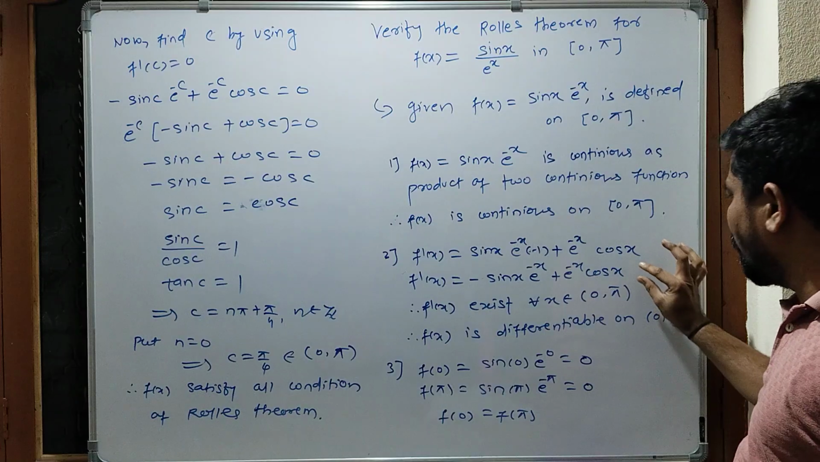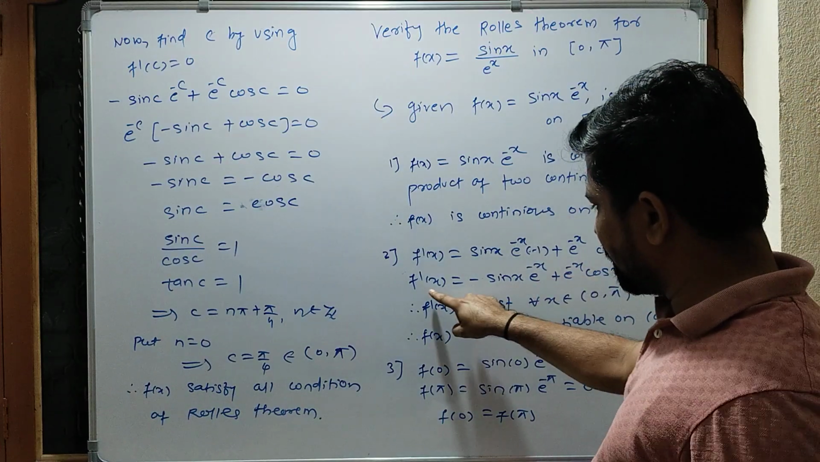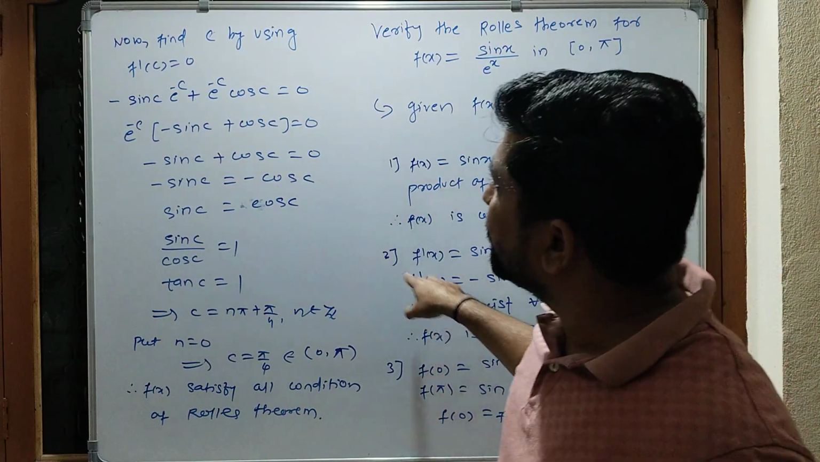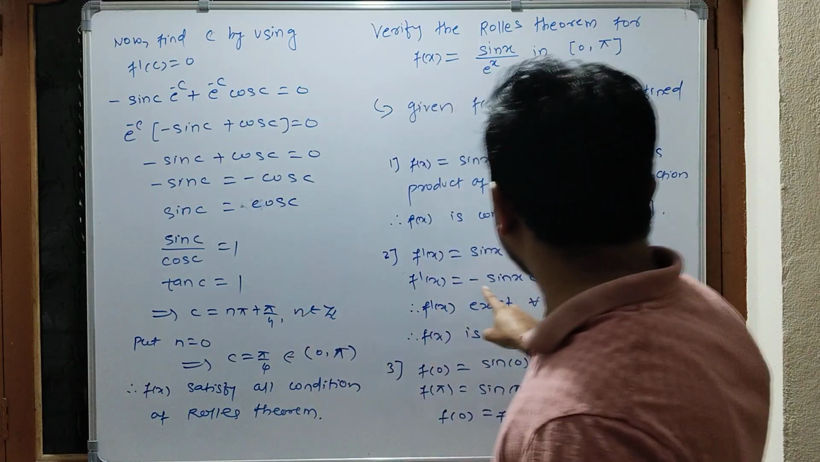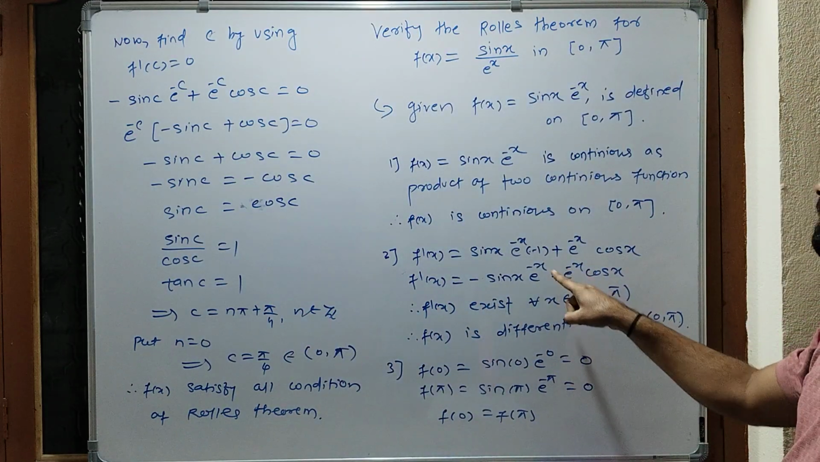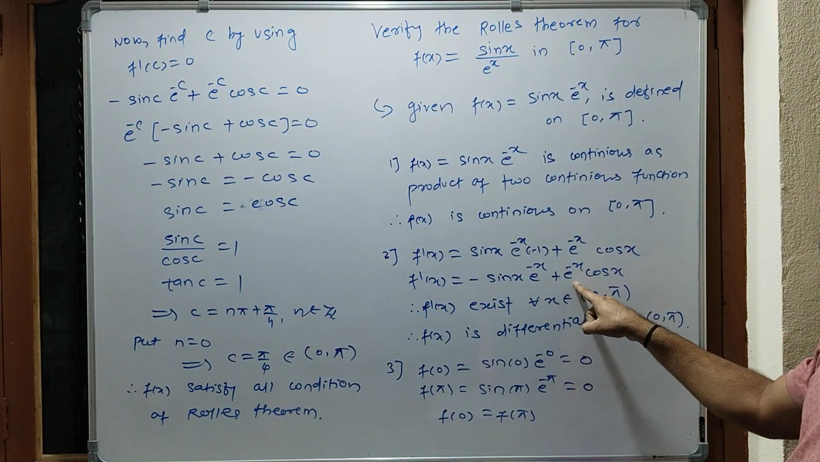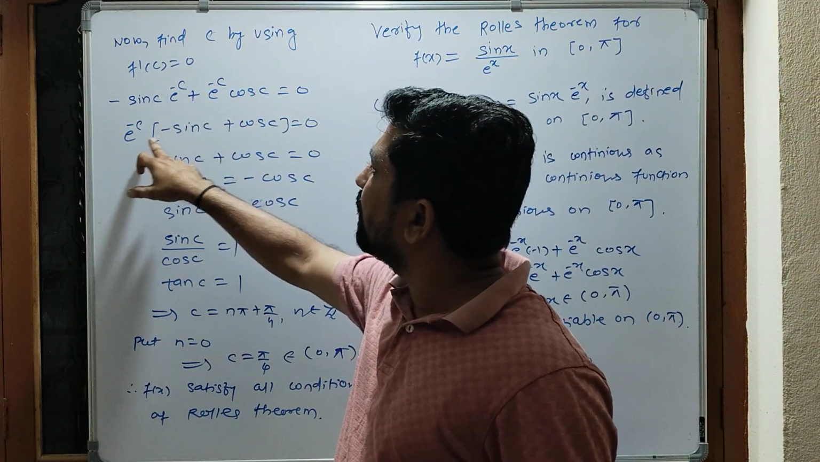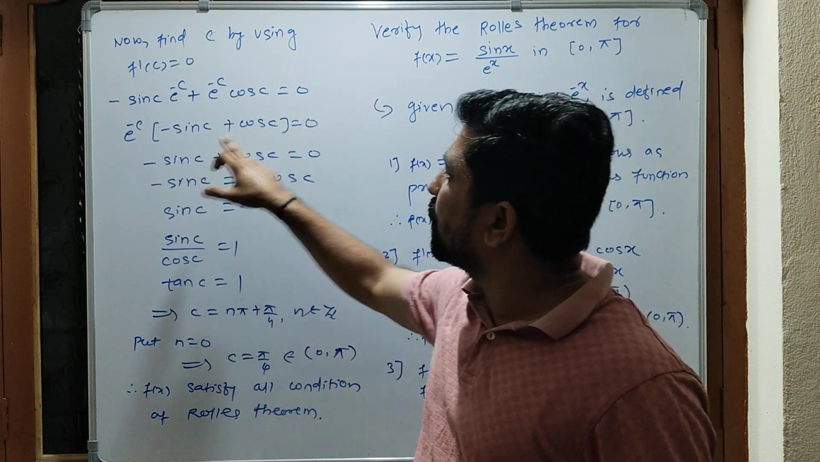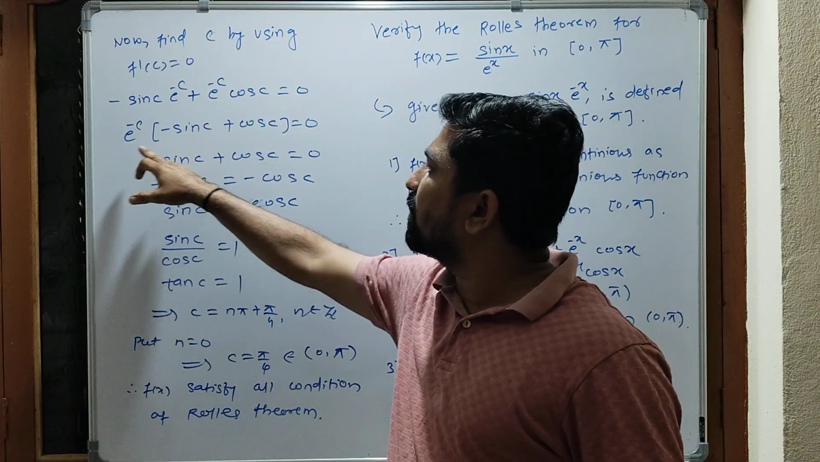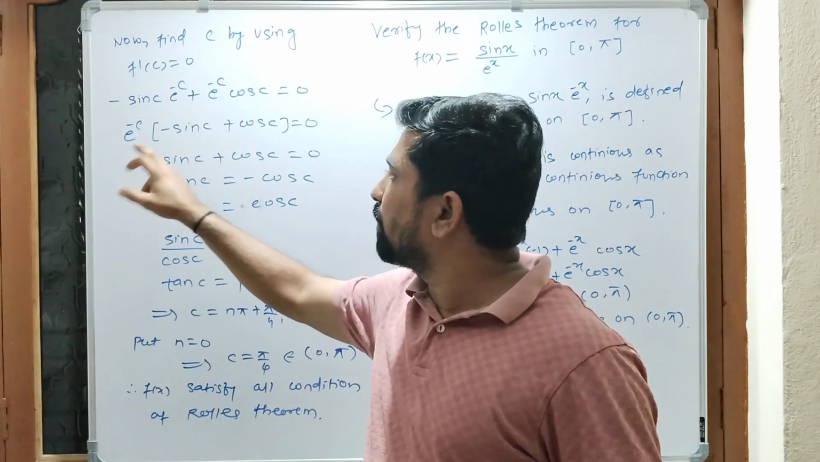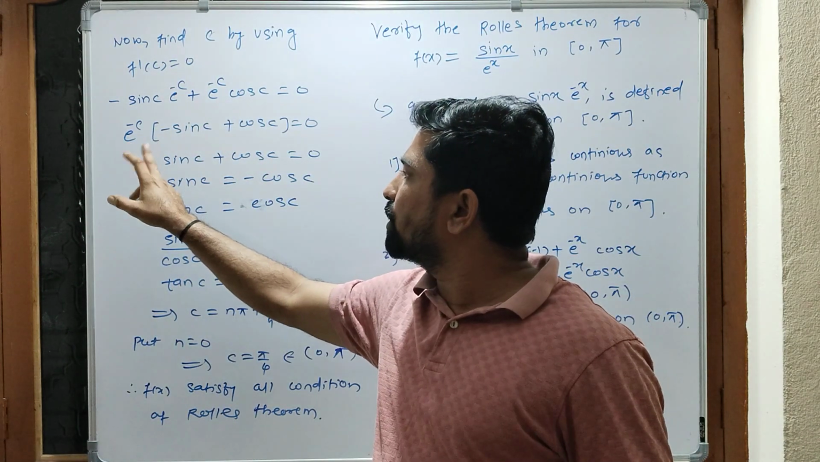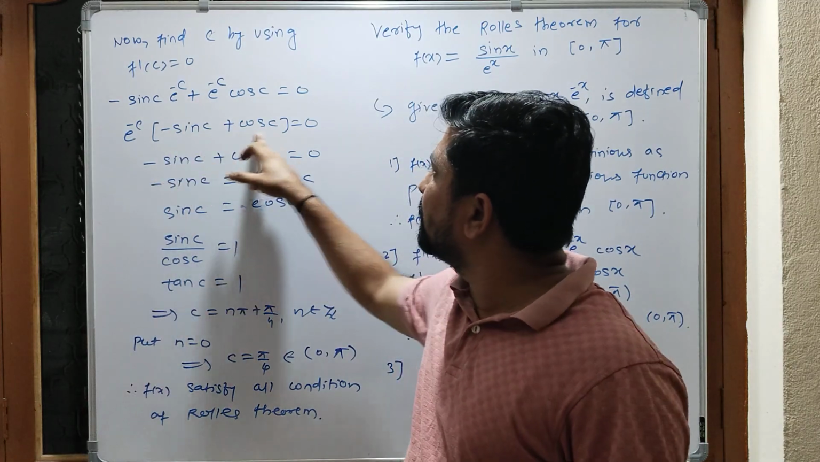F dash of x equal to this, just replace x by c. Therefore f dash of c equal to 0 implies minus sin c e power minus c plus e power minus c cos c equal to 0. Take e power minus c common, so minus sin c plus cos c equal to 0. So e power minus c is never 0. Sorry, the product of two numbers is 0, so one of them must be 0. So this is never 0, that's why this one is 0.